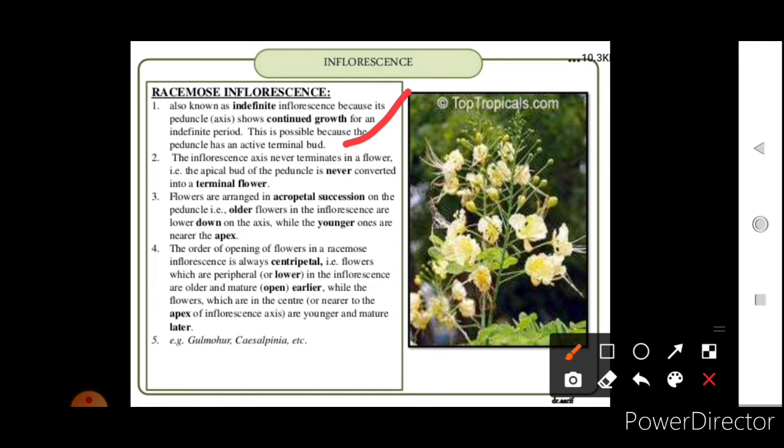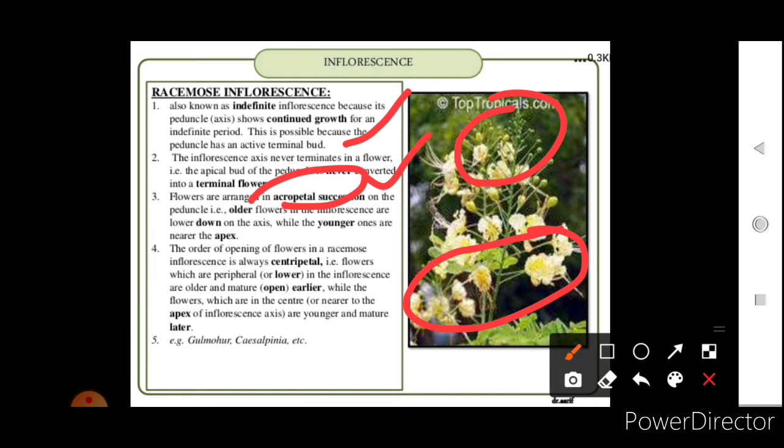Okay. So here you will see a continuous growth. The inflorescence axis never terminates into a flower and keeps growing. The apical bud of the peduncle is never converted into a terminal flower. Flowers are arranged in an acropetal succession. You have to remember this, in acropetal succession, that is, the older flowers of the inflorescence are lower down and the younger flowers are near the apex. Okay, so the older flowers will be at the base and the younger flowers will be at the tip.